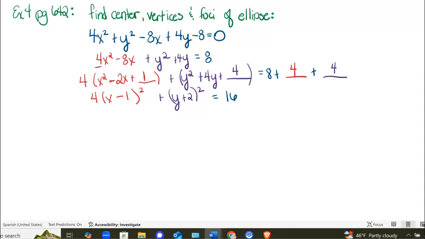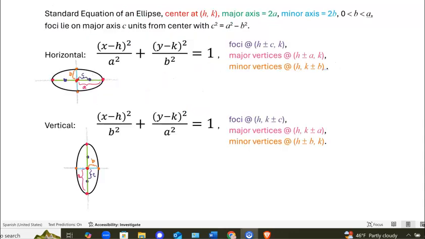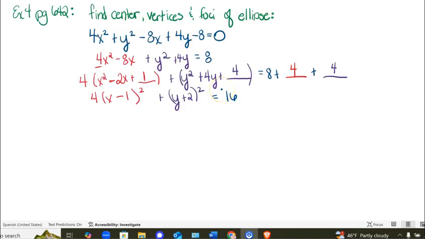Now this is not quite in the form I need it to be in yet. If you will notice, in both equations, both for the horizontal ellipse and the vertical ellipse, my right side is 1. And my left side has denominators of a squared, which relates to the major axis, and b squared, which relates to the minor axis. So I need to do that with my equation. I need to make this bottom equation of 4 times x minus 1 squared plus y plus 2 squared equals 16 look like the standard equation of an ellipse.